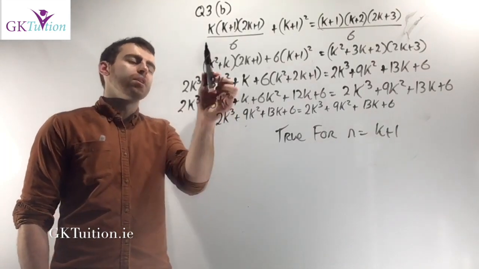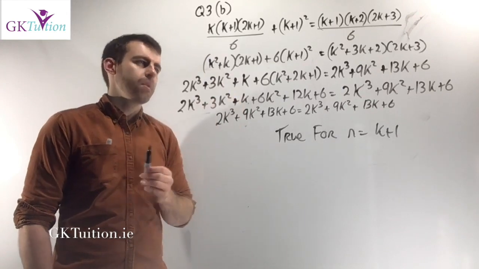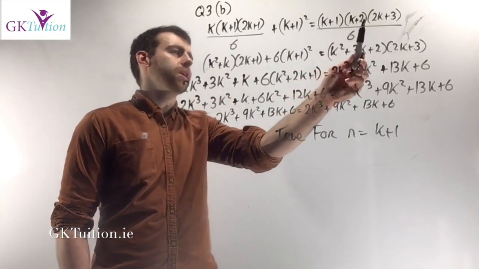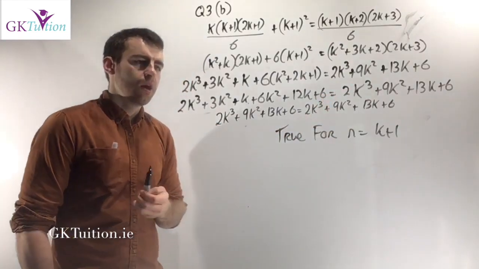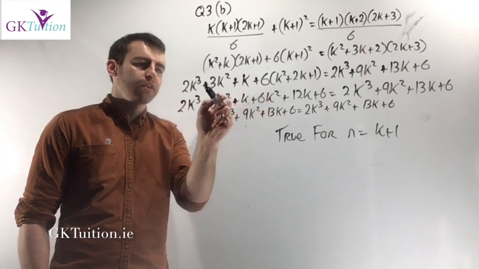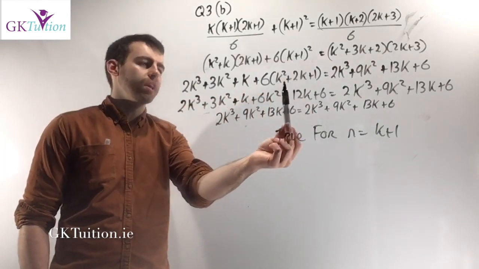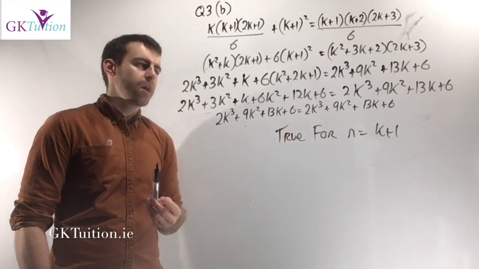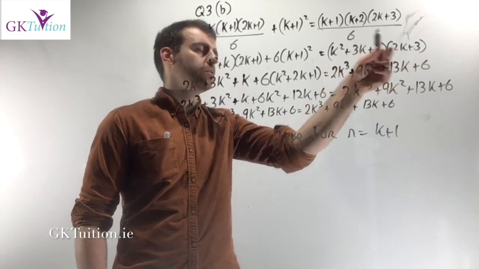What I also did was I multiplied k by k plus 1 and I got k squared plus k. I also multiplied k plus 1 by k plus 2 and I got k squared plus 3k plus 2. On the next line, I multiplied k squared plus k by 2k plus 1, and I got these three terms. I multiplied k plus 1 by k plus 1 and got k squared plus 2k plus 1. And I multiplied out my brackets. I have 3 terms in this one and 2 terms in that one.